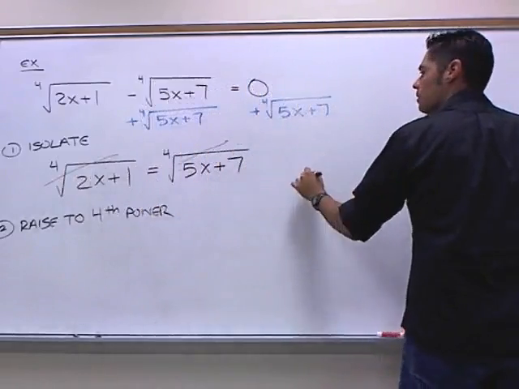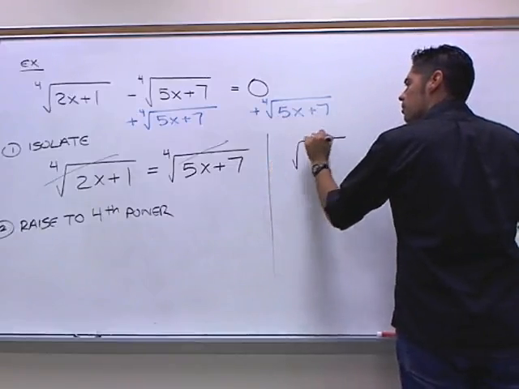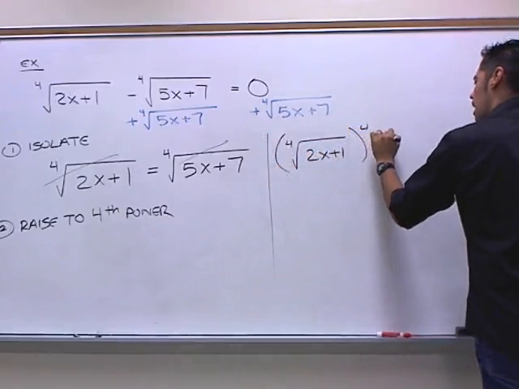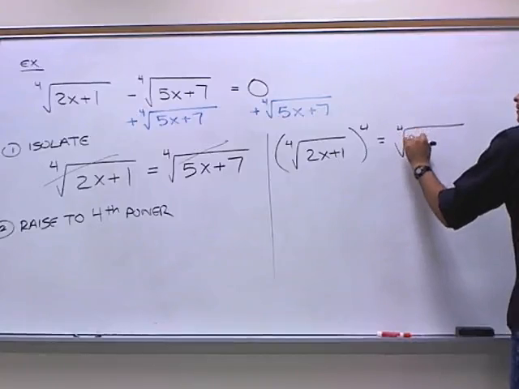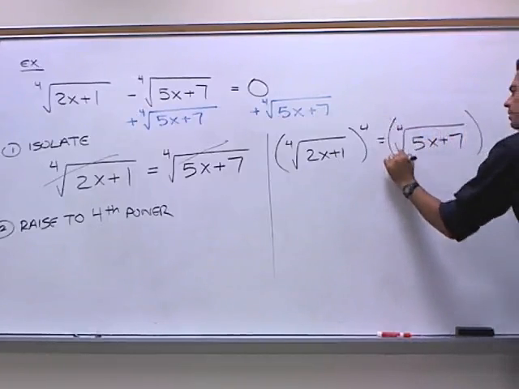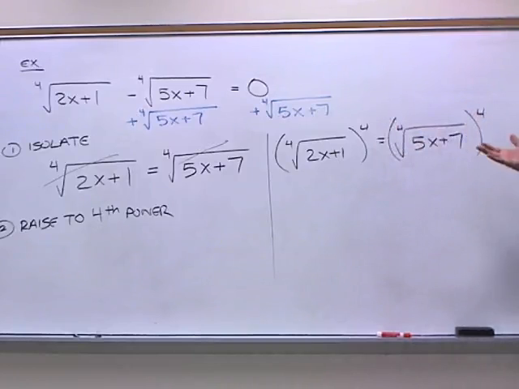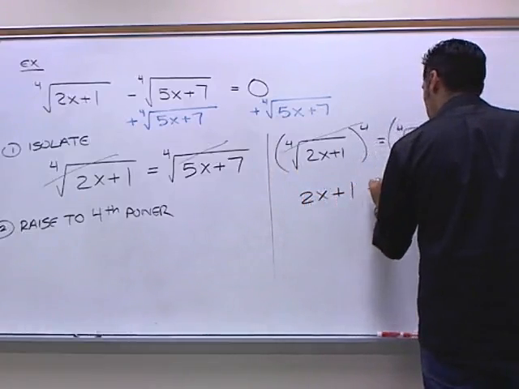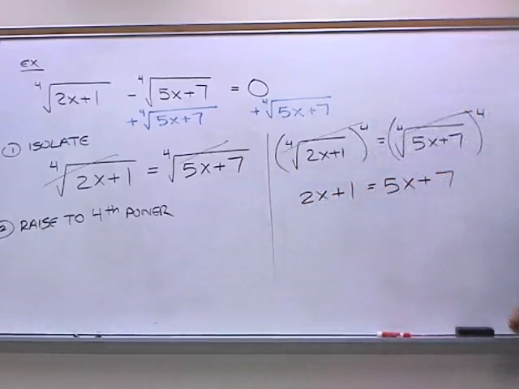So let me write that out though. We're going to have fourth root 2x plus 1, I'm going to raise that to the fourth. And then fourth root 5x plus 7, raise that to the fourth power. Both the radicals cancel on both sides. And we get 2x plus 1 equals 5x plus 7. This is a linear equation. So we're going to solve it after we skip the third step.